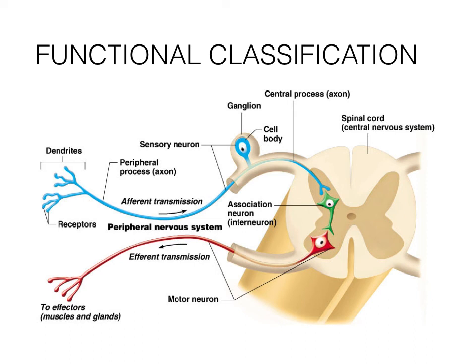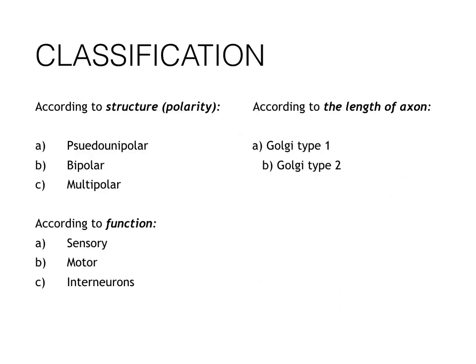The third classification is based on the length of the axon. So we have Golgi type 1 and Golgi type 2. Golgi type 1 neurons are neurons with long axons. They contribute to the formation of tracts within the central nervous system. Whereas Golgi type 2 neurons have short axons with smaller dendrites, and these are confined to the gray matter of the central nervous system. So these are Golgi type 1 and Golgi type 2.